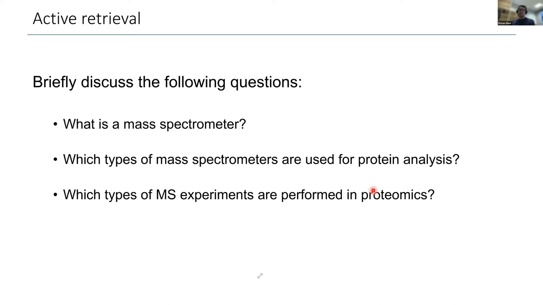And then there's two things we can do with ions in the mass spectrometer. So I called it MS experiments. Can you think of what I mean with this?